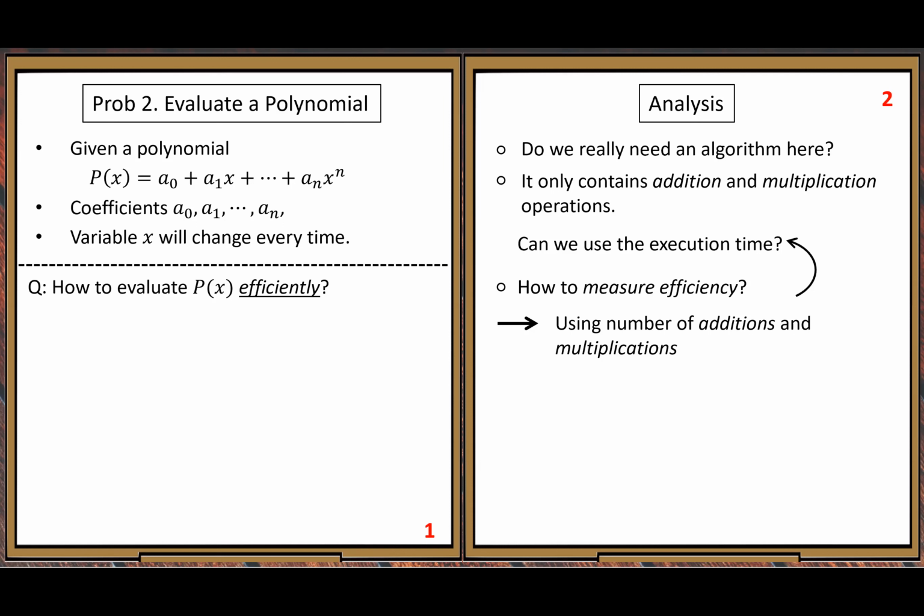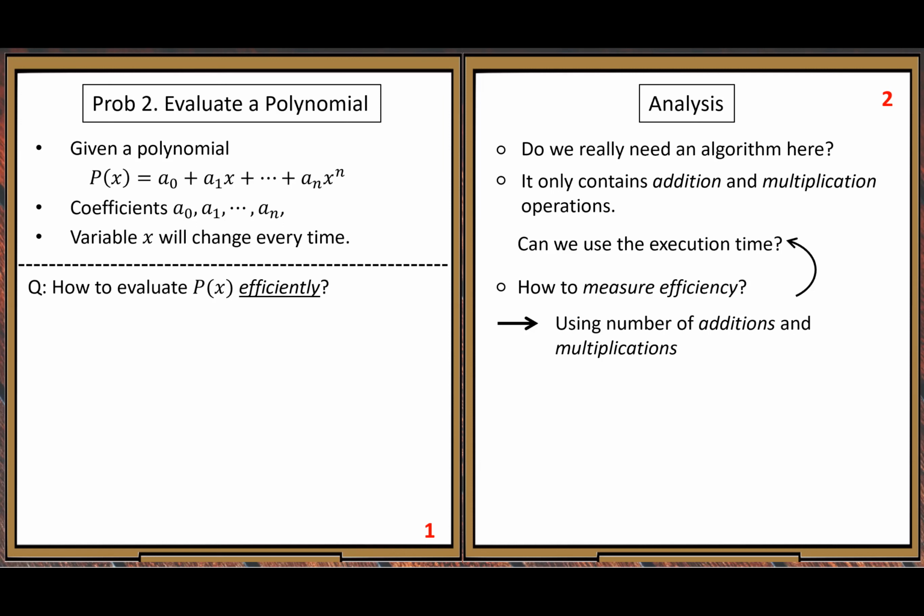So we're not satisfied with the execution time measure because it's not stable. We want to find a stable measure. Here is a different stable measure. We use the number of additions and the number of multiplications, using concrete numbers to measure the efficiency. Then it will be more stable, right? Number of additions, number of multiplications.